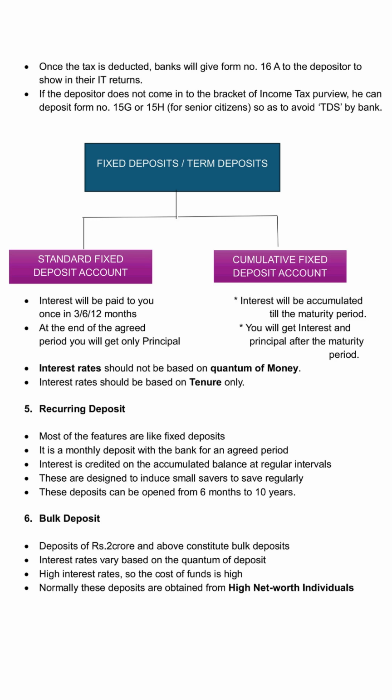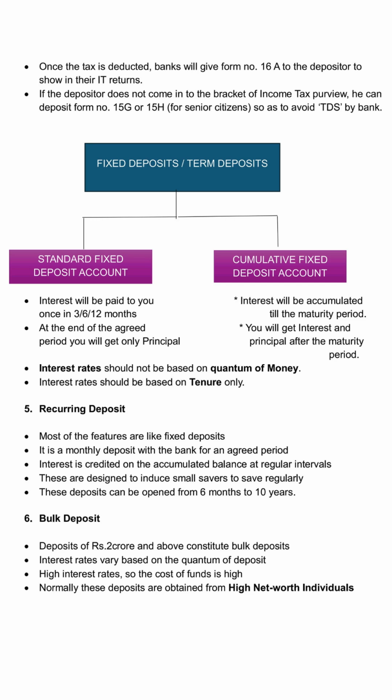So for deposits, there are two types. One, you have the standard fixed deposit account, and another is the cumulative fixed deposit account. In a standard fixed deposit account, interest will be paid once in 3 months, 6 months or 12 months, and at the end of the agreed period you will get only your principal. In a cumulative fixed deposit, interest will be accumulated till the maturity period, and you will get interest and principal after the maturity period. Interest rates should not be based on the quantum of money, but only on the tenure. Next, we move on to recurring deposit.